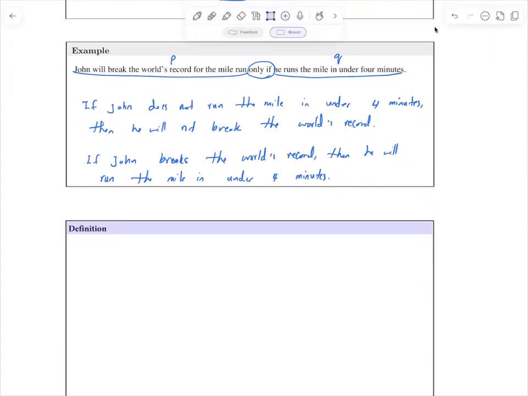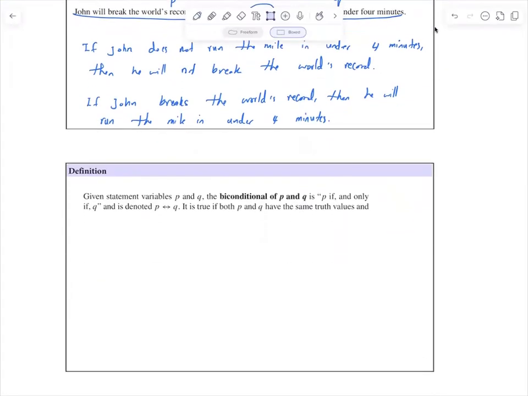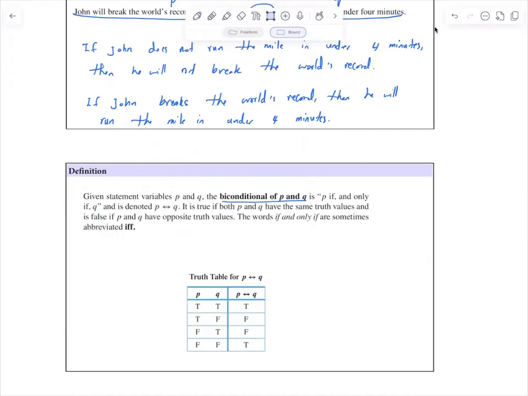Let's move on to another definition. Given statement variables like P and Q, we can define something that we call the biconditional of P and Q, which is P if and only if Q. This is usually represented by double arrows. It is true if both P and Q have the same truth values. So it doesn't matter if both of them are true or both of them are false. We can use a truth table to write them in compact form.